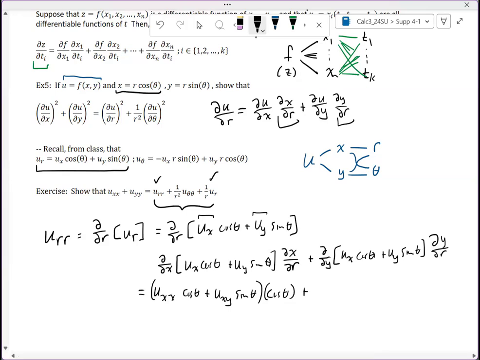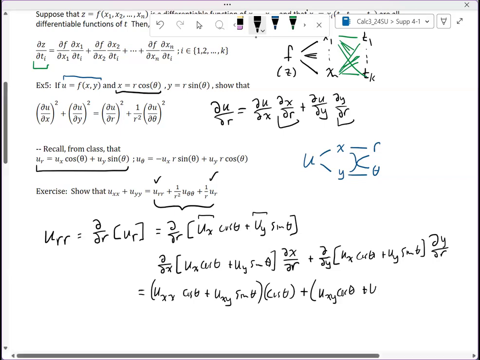And then something similar over here. Partial with respect to y of ux cos theta is uxy cos theta. Partial with respect to y of uy sine theta is uyy sine theta. And then times partial of y with respect to r, which is just sine theta.